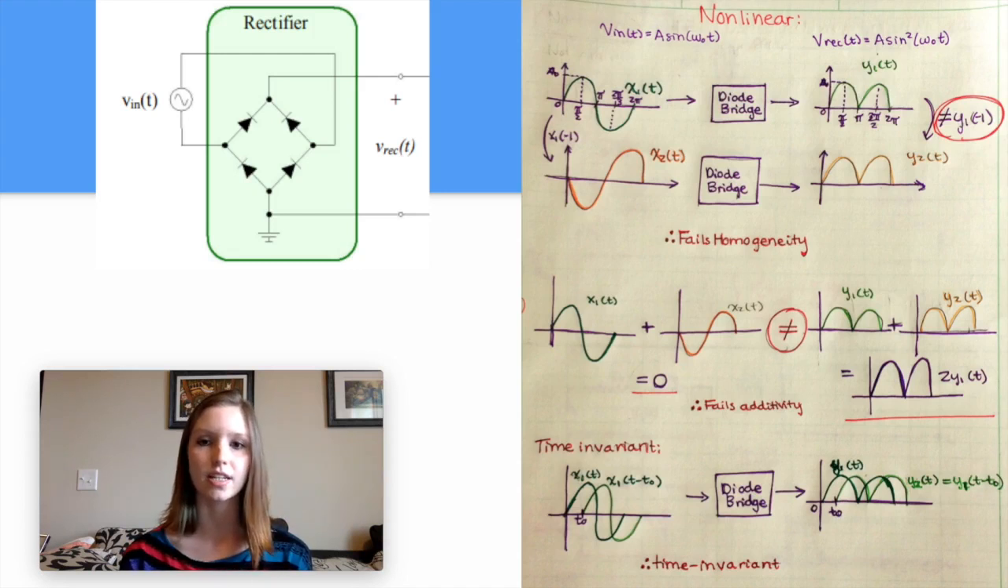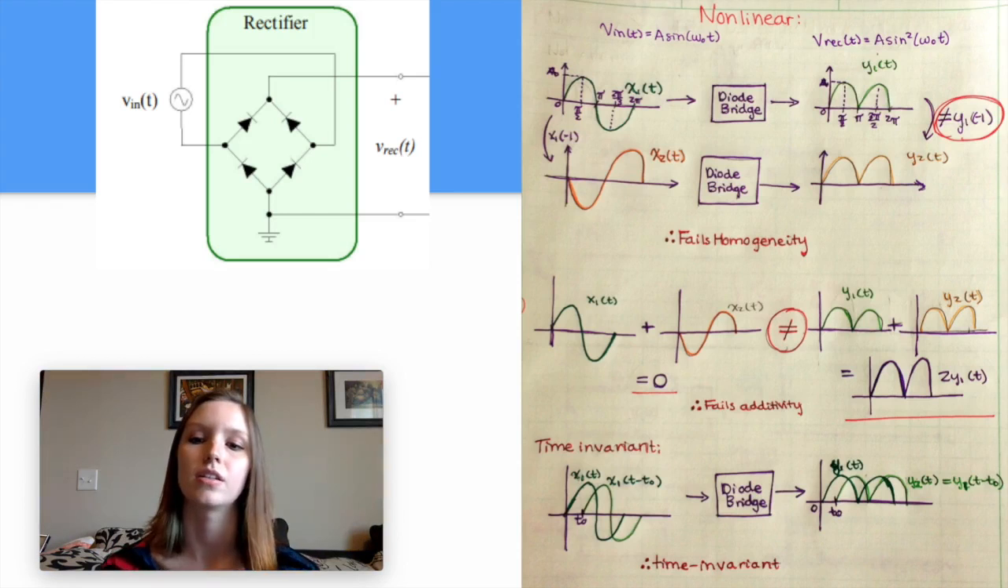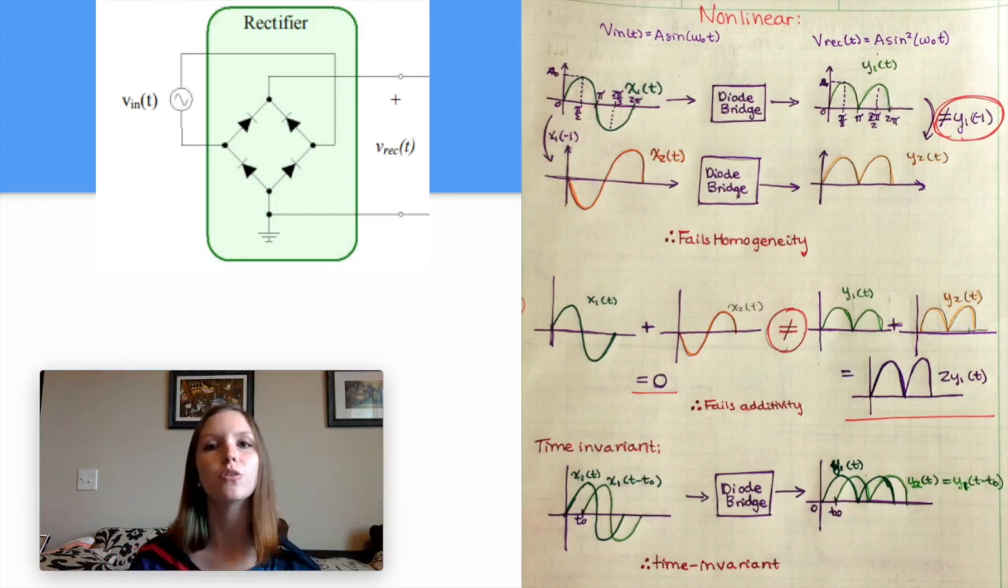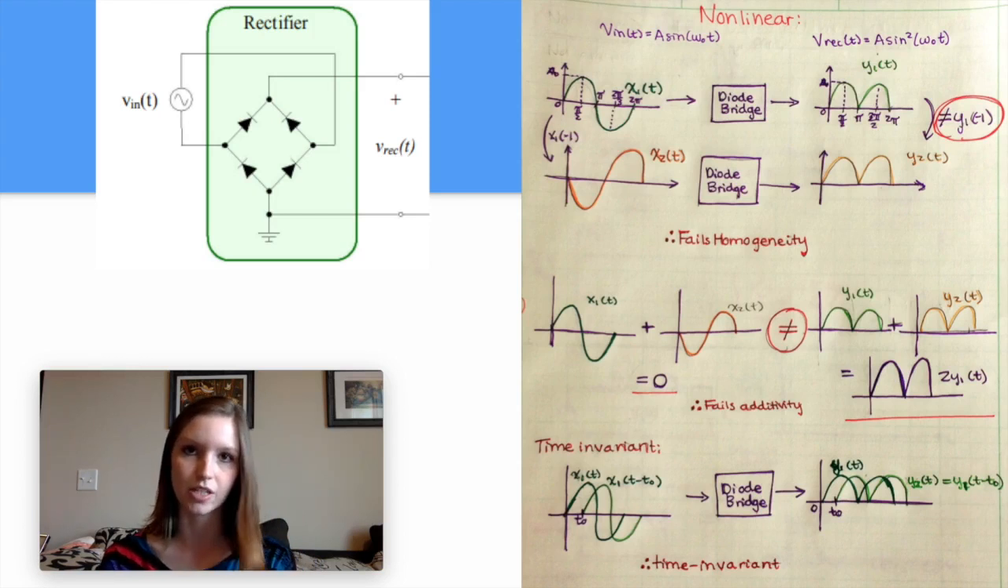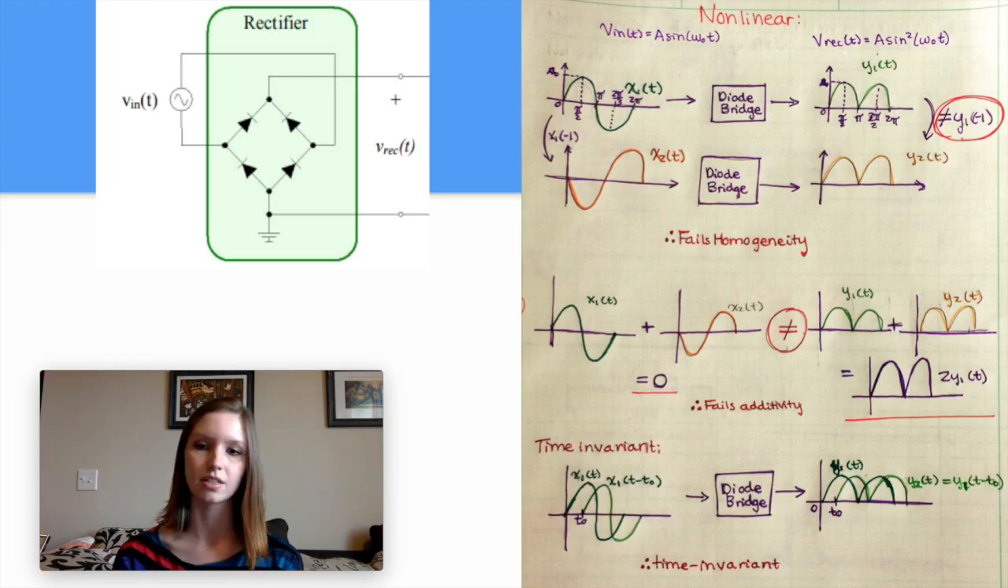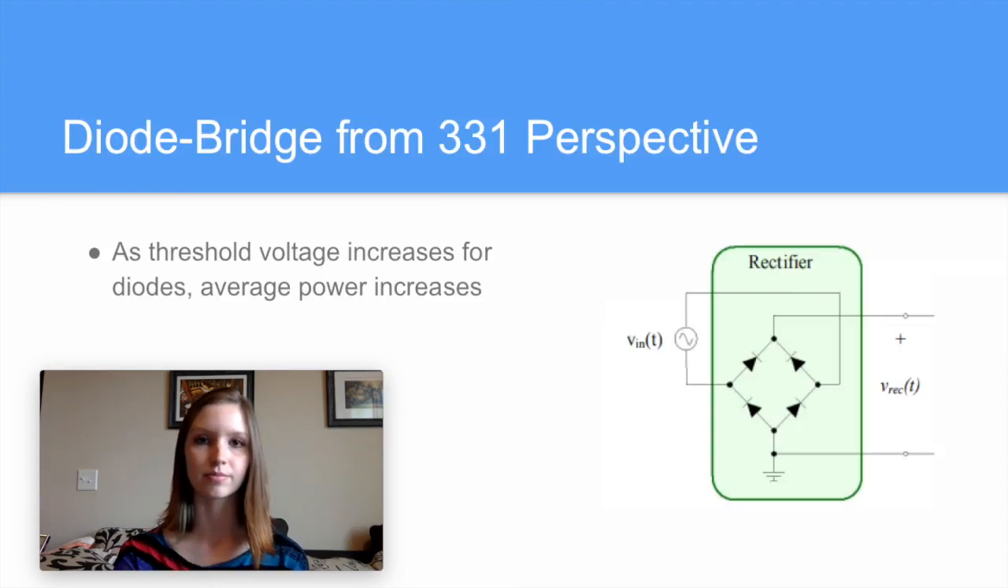It also fails the test of additivity, because when you add this x1 of t to the x2 of t, you end up getting 0, but when you add the y1 of t and the y2 of t, you get 2 times y1 of t. So it's failing linearity in both cases. We are going to test for time invariance by shifting the input x of t by a time t0, and it turns out that y of t is shifted by the same time t0, so it is time invariant.